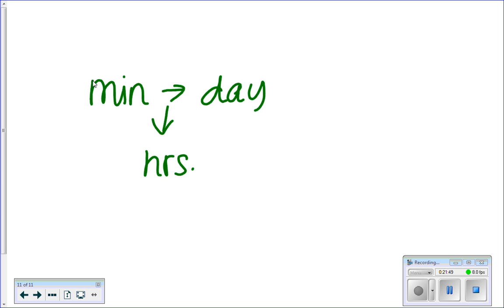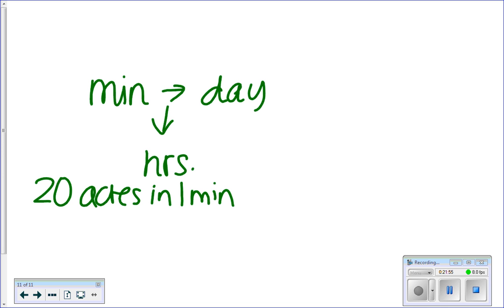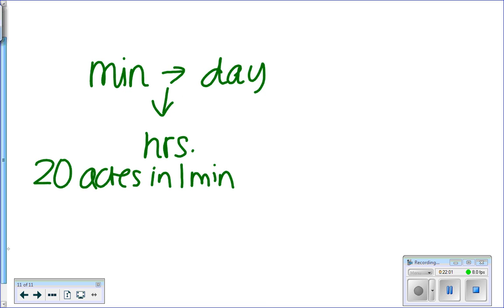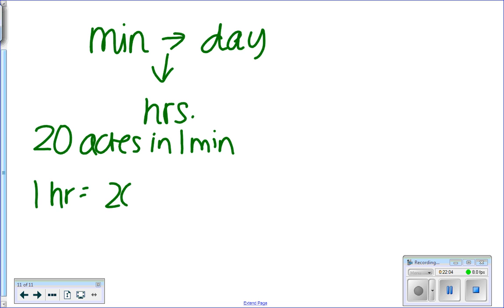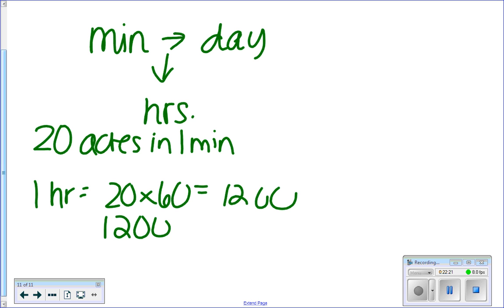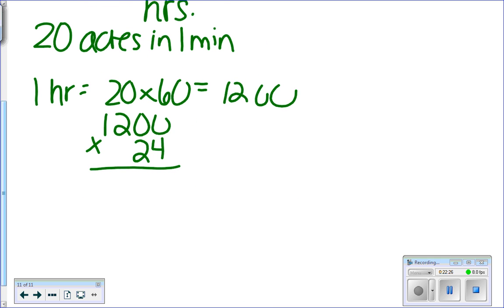So if I know it's 20 acres in 1 minute, let's figure out how many acres are in an hour. So in 1 hour, it would be 20 times 60, which would be 1,200. That's in 1 hour. But if I want to know in a day, how many hours are in a day? 24. So I'm going to take 1,200 times 24. And that will then tell me how many acres in a day.